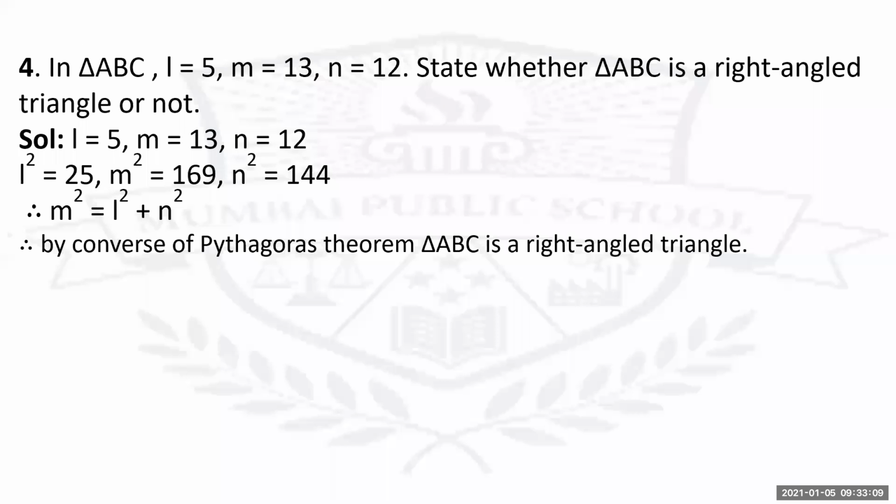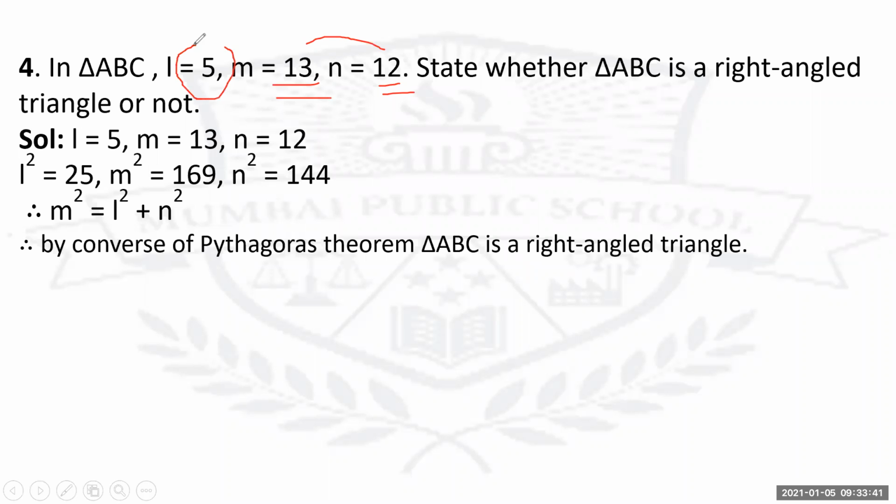Next, in triangle ABC, l equals 5, m equals 13, and n equals 12. State whether triangle ABC is a right angle triangle or not. So again, same thing. Understand, check. I've told you when you will come across this kind of numbers, 12, 13. Understand this, this number is one after the other.